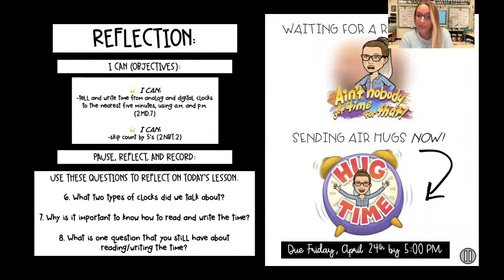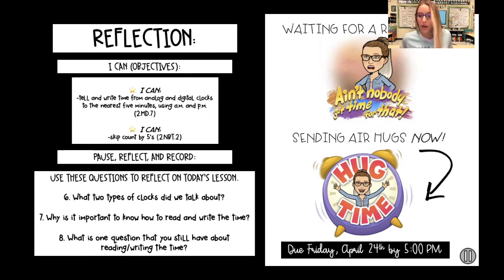All right, so it's time for a reflection. We are going to go over our I can statements just to make sure that we did cover them. Our first I can statement is I can tell and write time from analog and digital clocks to the nearest 5 minutes using AM and PM. Our second I can statement is skip count by 5s.